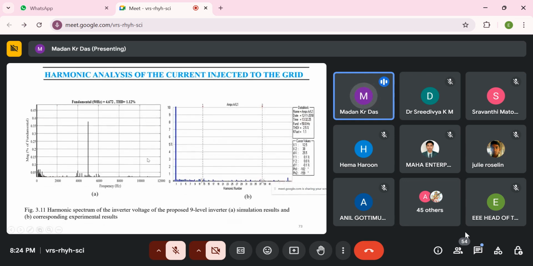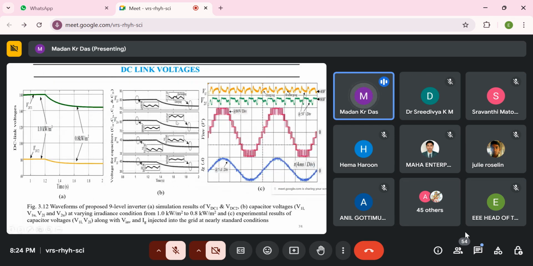And now this is the harmonics of the proposed inverter, meaning 1.1% harmonics, and this is the experimental harmonics of the proposed grid current. And now, varying condition of the input of the two DC sources.